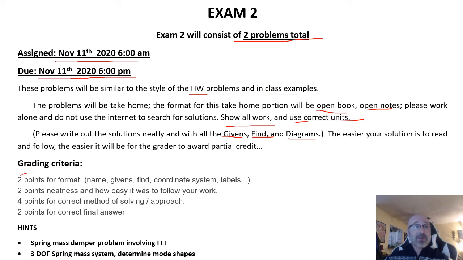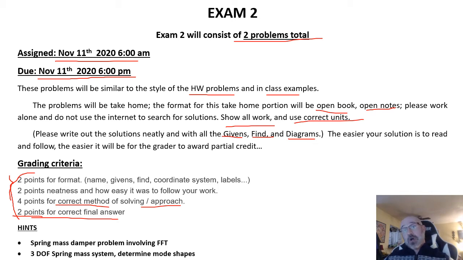Grading criteria is the same as before: 2 points for format, 2 points for neatness, 2 points for having the correct method or approach, and 2 points for your final correct answer. So again, even if you get your answer wrong, you still have 8 points if you set your format up right and had the right approach to it.